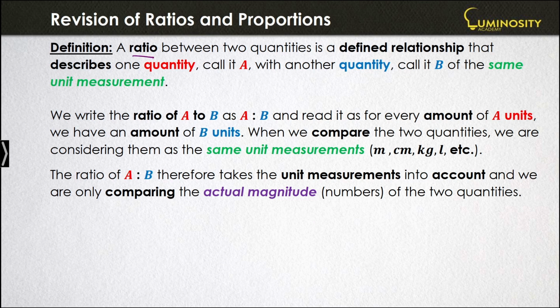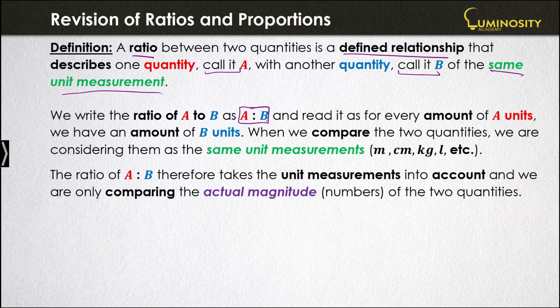A ratio between two quantities is a defined relationship that describes one quantity, let's call it A, with another quantity, let's call it B, of the same unit measurement. That's really important. So when we are describing two quantities in some sort of ratio, they need to be in the same unit measurement.